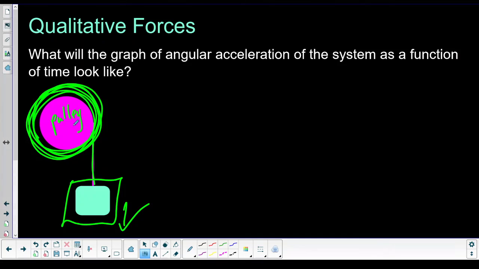So what's going to happen as this mass, what's the opposite color of teal? Is it red, maybe? I don't know. That's got good contrast. Okay.